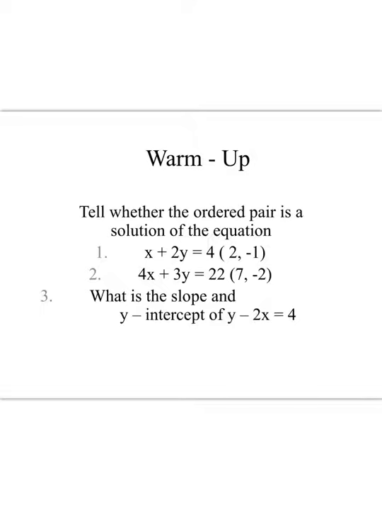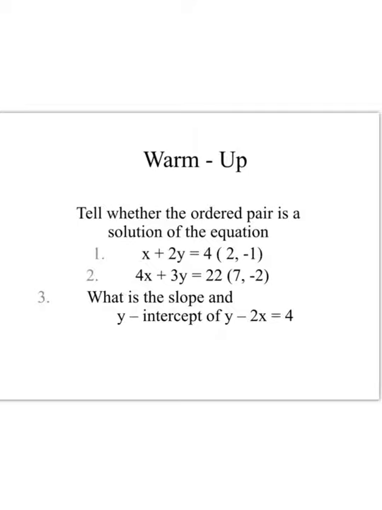So in the first one, we're going to plug the ordered pair in for x and y, with 2 being x and y being -1. So 2 plus 2 times -1 needs to give me 4. 2 plus -2 needs to give me 4. 0 does not equal 4, so the first one is not a solution.